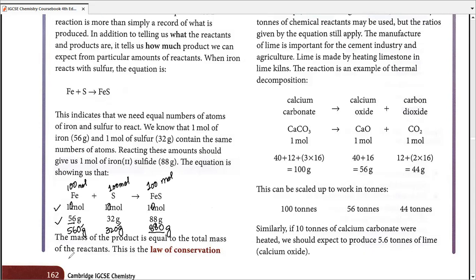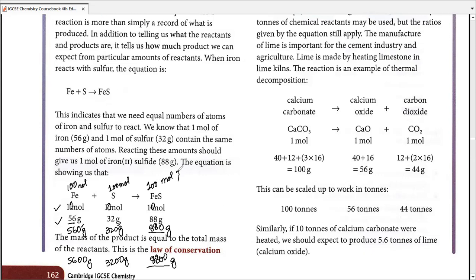Now, if I take 5,600 grams of iron and then I take 3,200 grams of sulfur, how many grams of iron sulfide am I going to produce? 8,800. 8,800. I think you can easily scale it up or scale it down.